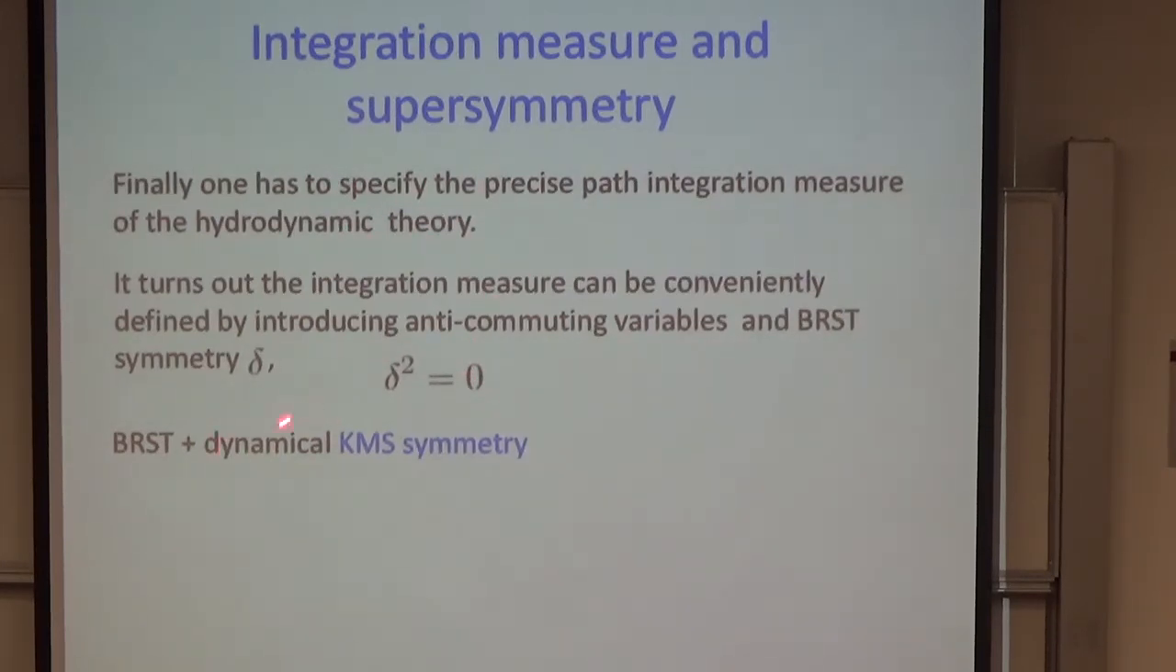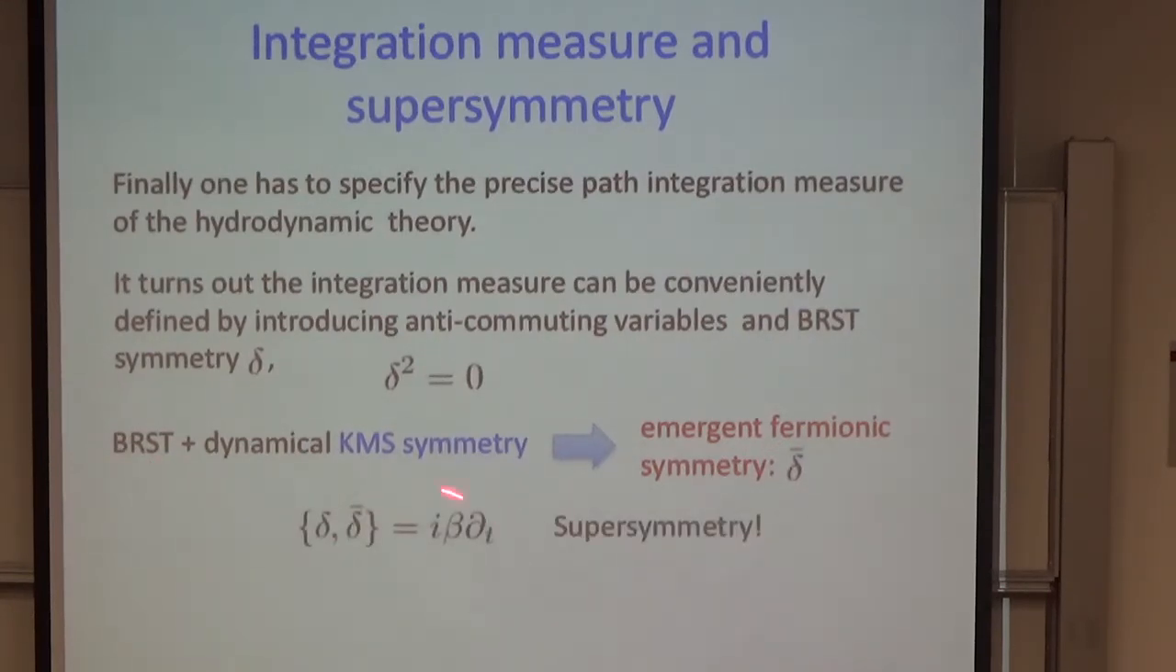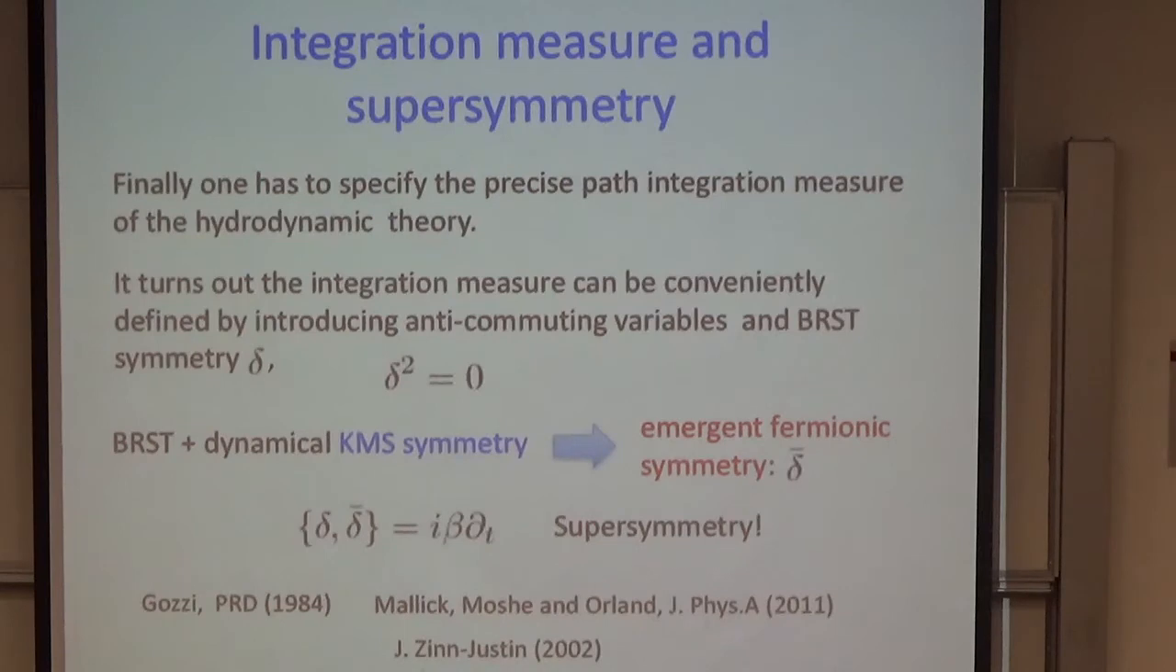Then it turns out the combination of this BRST symmetry, which you introduce for the integration measure, and this dynamical KMS symmetry, introduced for the local equilibrium, leads to a new fermionic symmetry. So now you have two fermionic symmetries: the BRST symmetry and a new fermionic symmetry. These two just commute into a space-time translation, precisely like in supersymmetry. This is now actually a supersymmetric system, and it generalizes many previous observations of supersymmetries in stochastic systems to full nonlinear non-equilibrium systems.